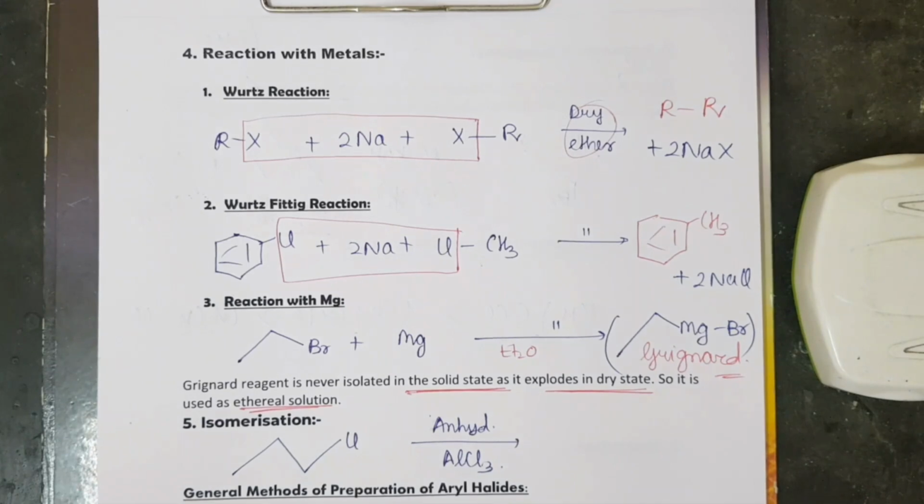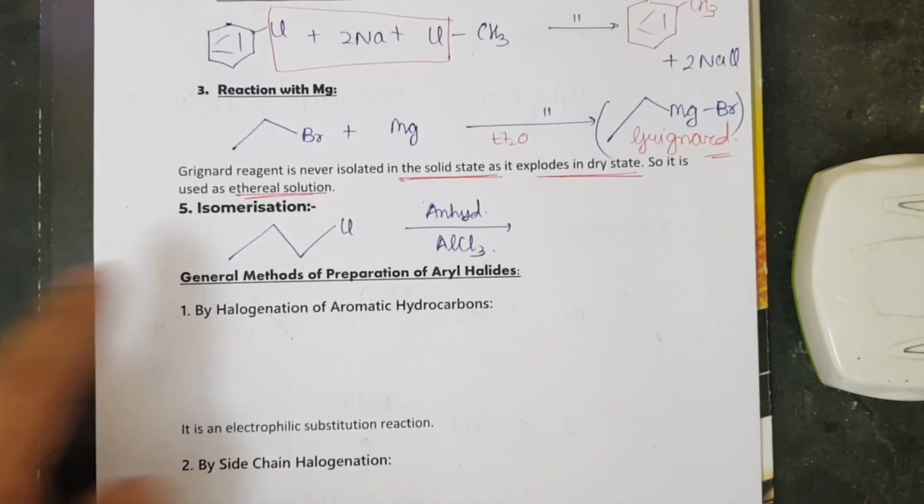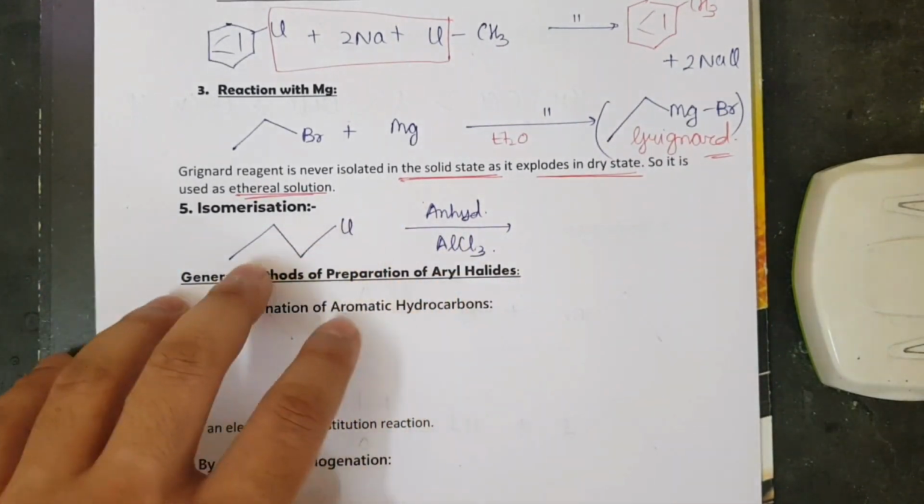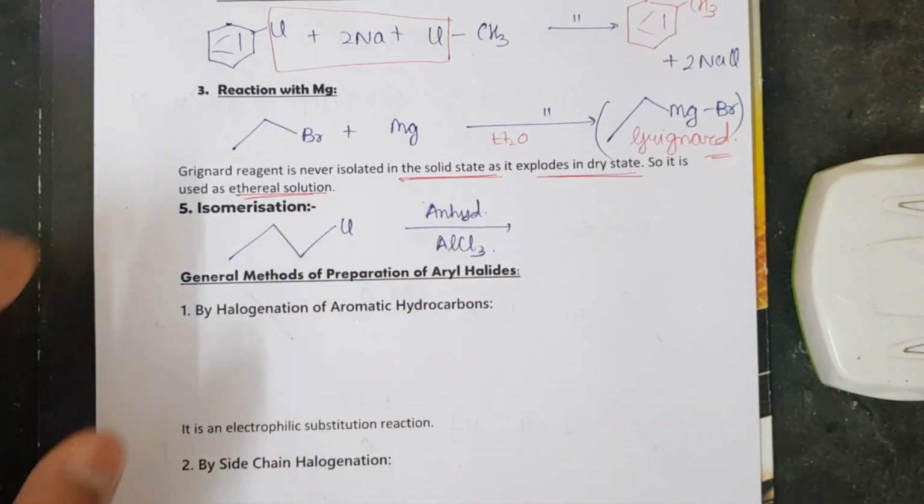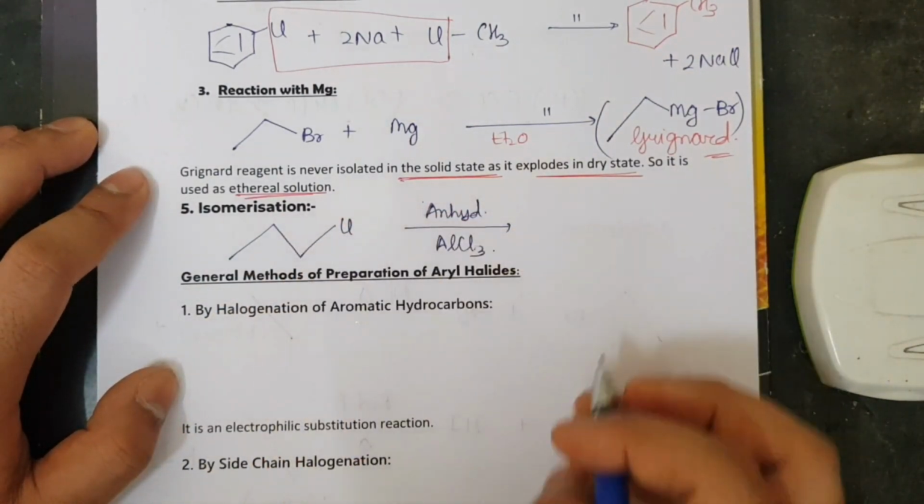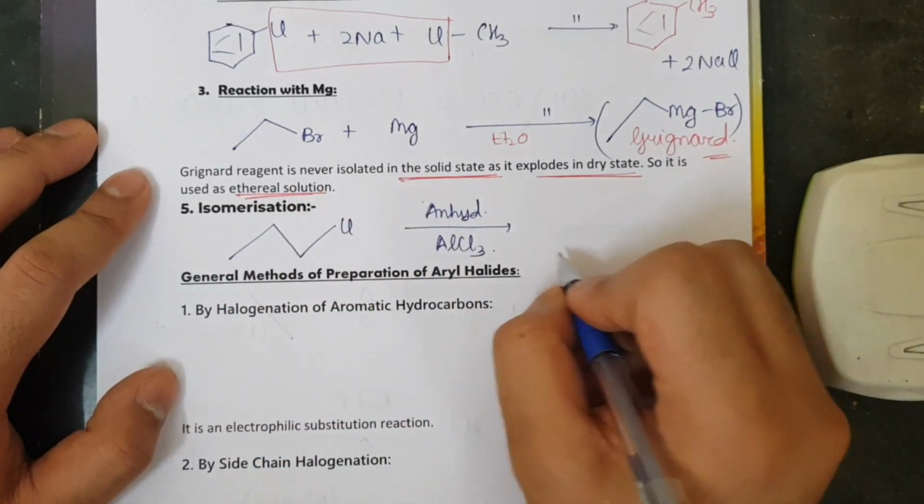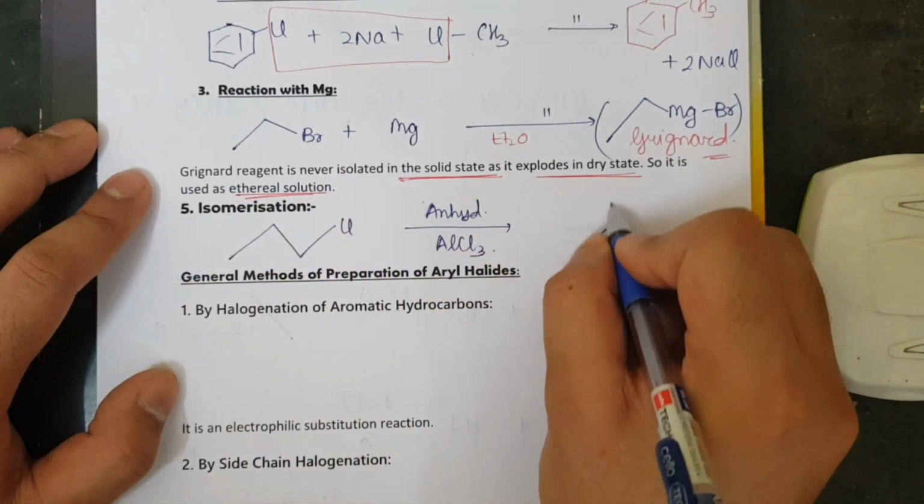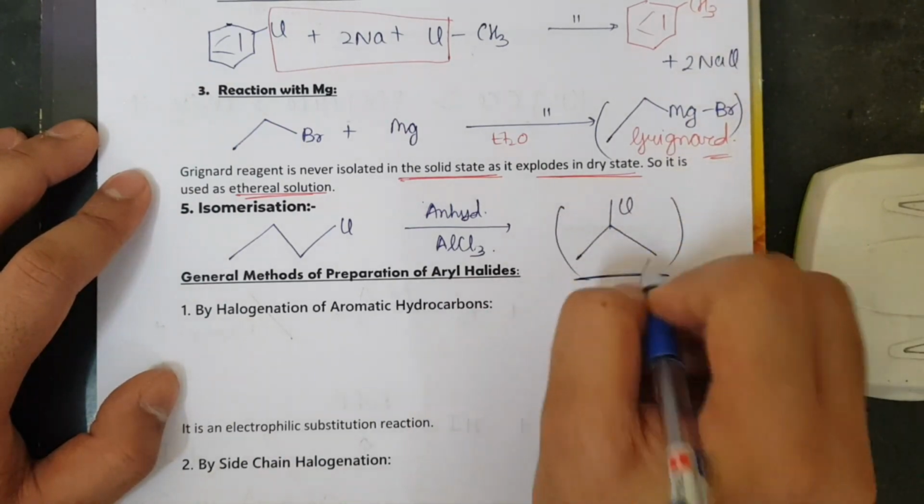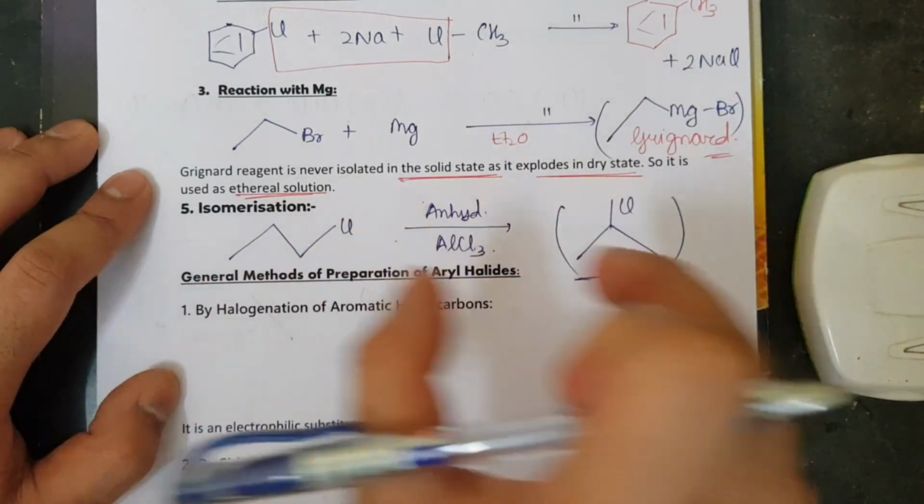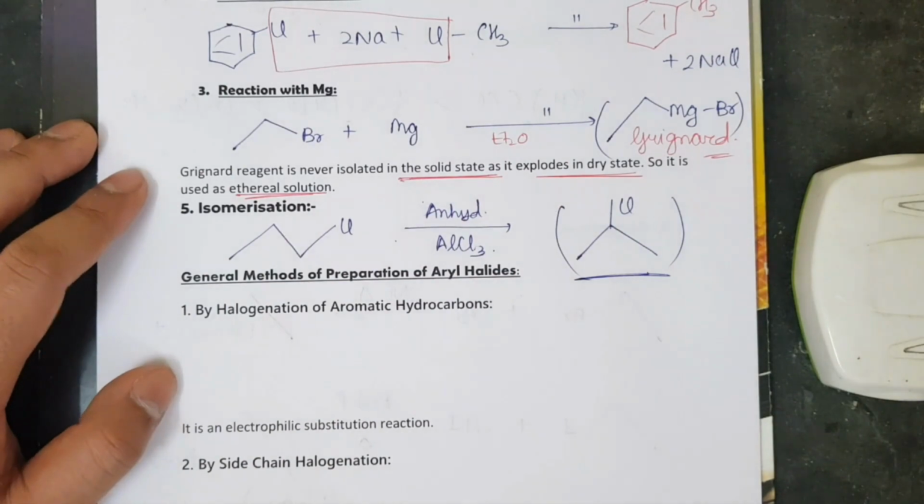Now we have the isomerization, which has been taught to you in class 11th also. Whenever we have been given any alkyl halide, we take anhydrous AlCl3. That helps in the isomerization. Isomerization means isomers of this can be formed from here. So you can see that the isomer of this is basically the secondary one which would be formed. So in order to isomerize this to this, we can use anhydrous AlCl3.